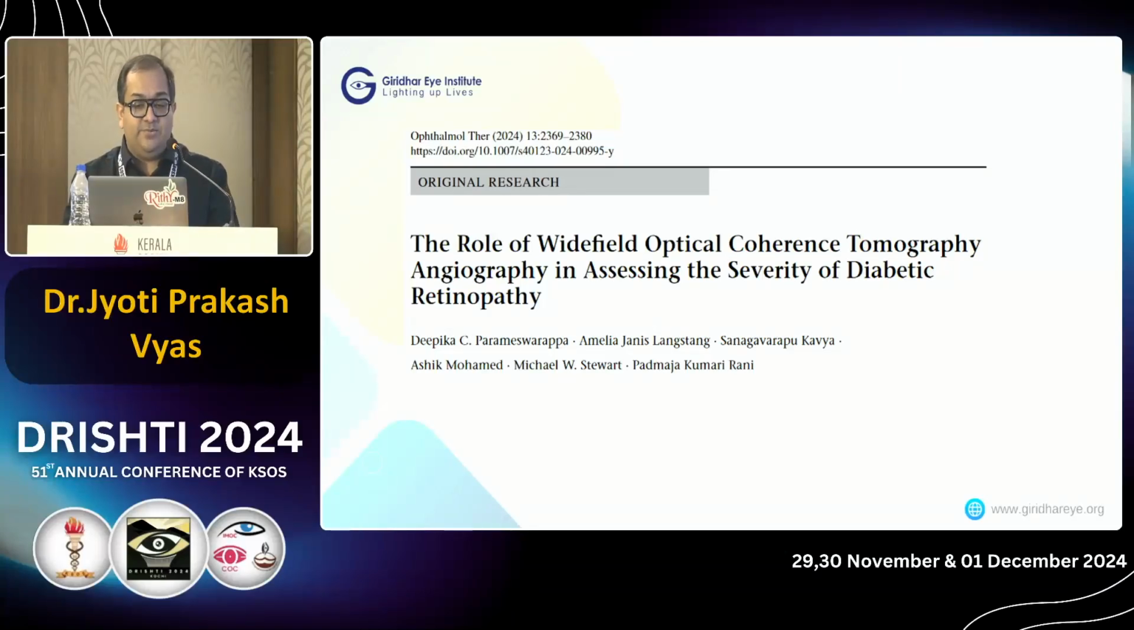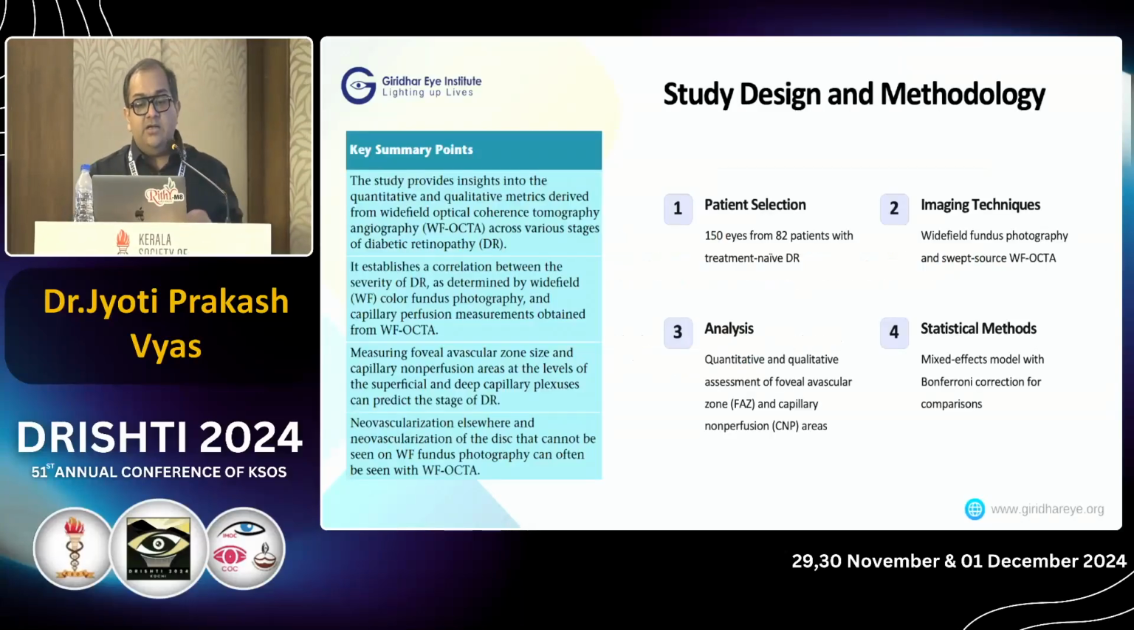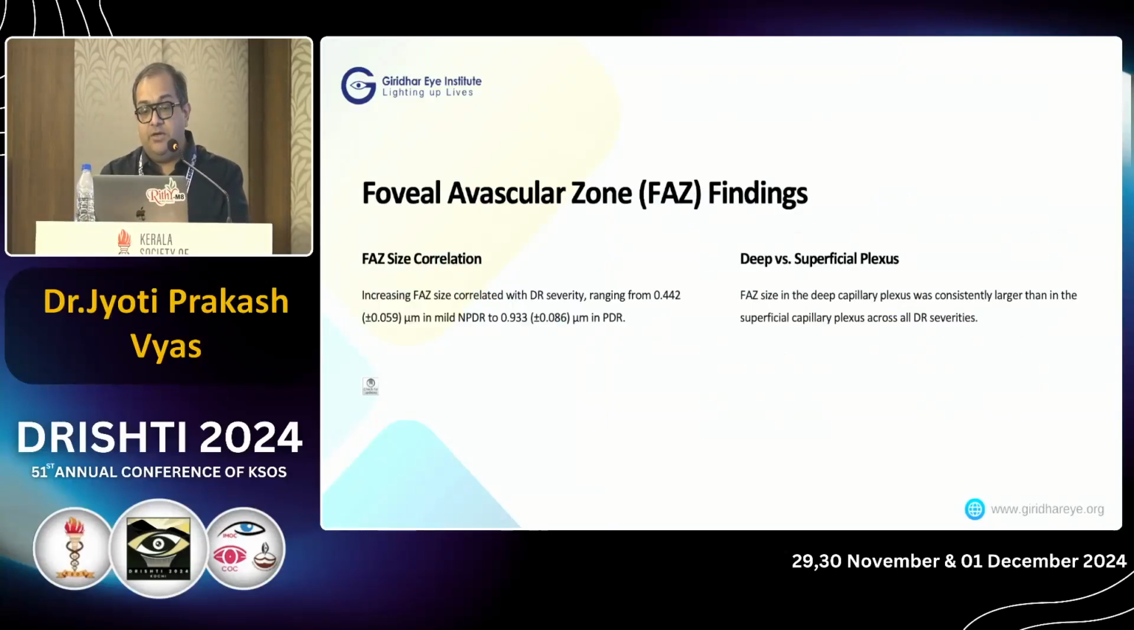One is the role of wide field OCTA in assessing diabetic retinopathy from LVPI, in which they studied about 150 eyes of 82 patients for different factors, which actually found out whether the disease progression could be staged according to the presentation on an OCTA. So the first thing which they looked into was the foveal avascular zone size and the deep versus superficial plexus orientation of the lesions.